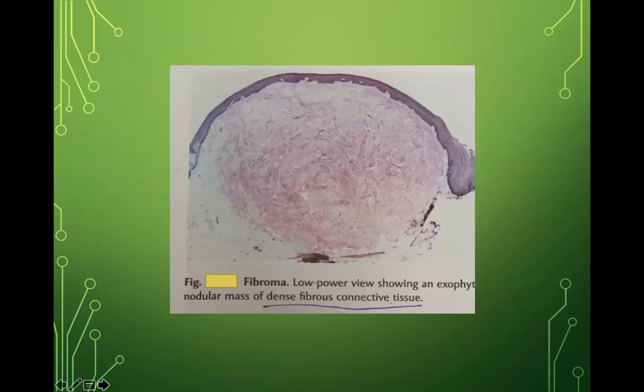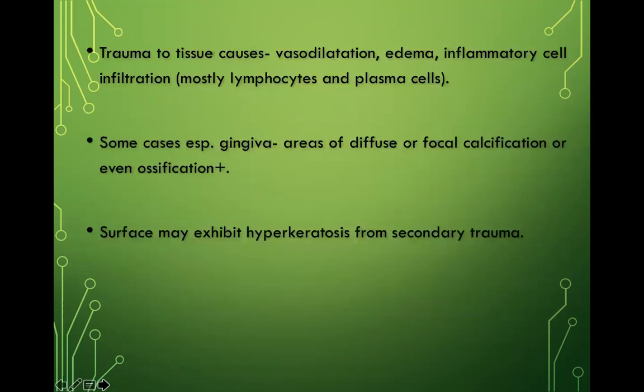So this is the low power view. You can see thin stretched epithelium, and you can also see an exophytic nodular mass of dense fibrous connective tissue. Trauma to tissue causes vasodilatation, edema, and inflammatory cell infiltration, which are mostly lymphocytes and plasma cells. In some cases, especially gingiva, you can see areas of diffuse or focal calcification or even ossification. The surface may exhibit hyperkeratosis from secondary trauma.